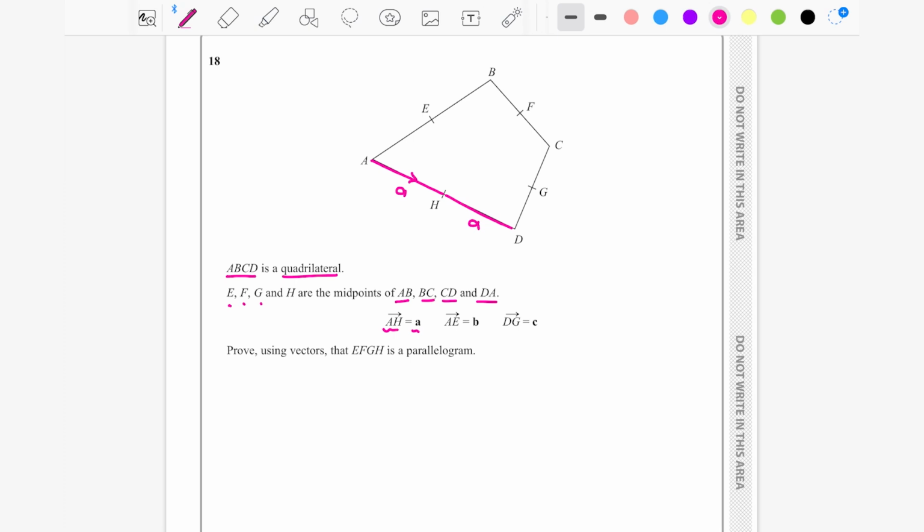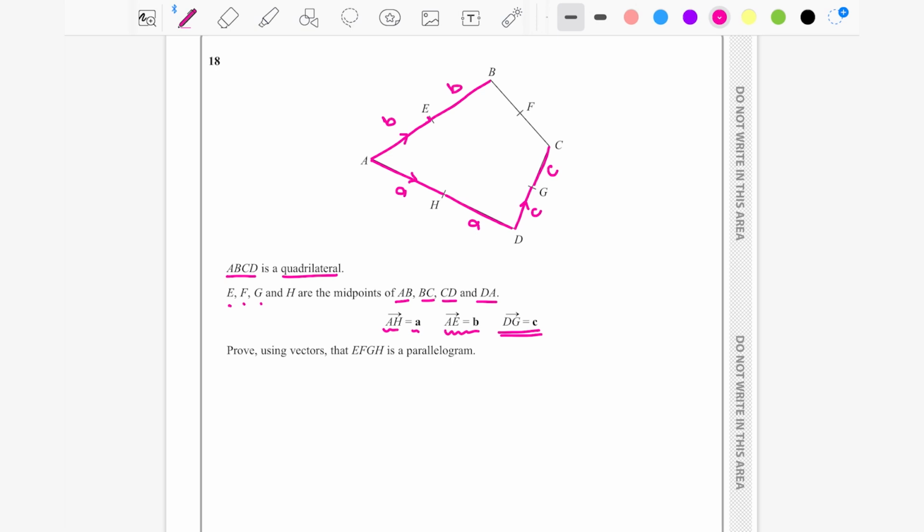Okay? Now, AE equals B. So AE is going in that direction over there, and that is B. So if that is B, then EB is also going to be B. Done. DG equals C. So DG, which is this one over here in that direction, is C, which means that GC is also going to be C.